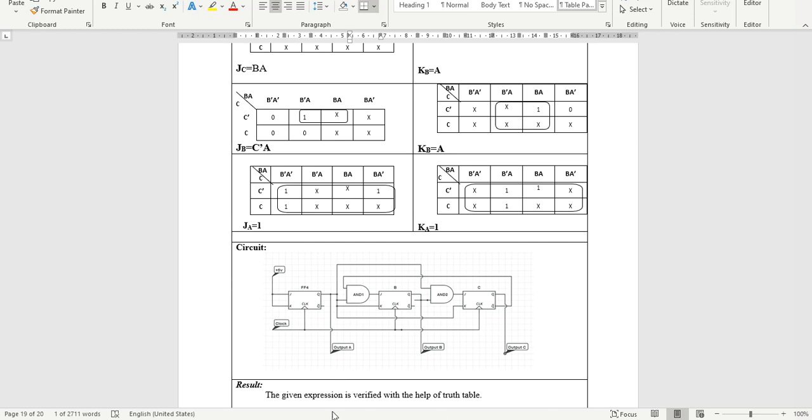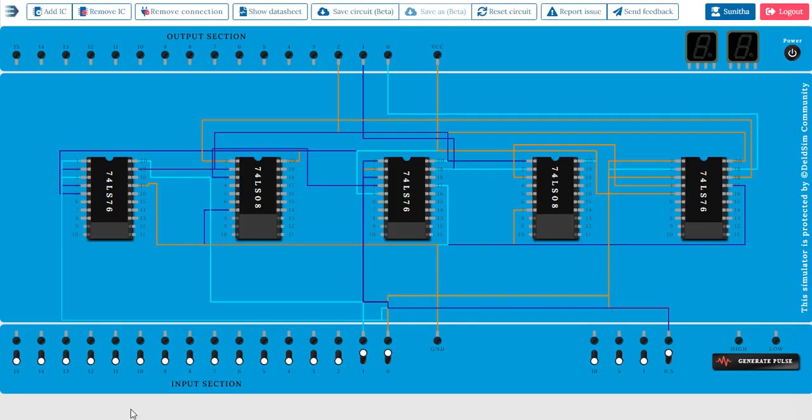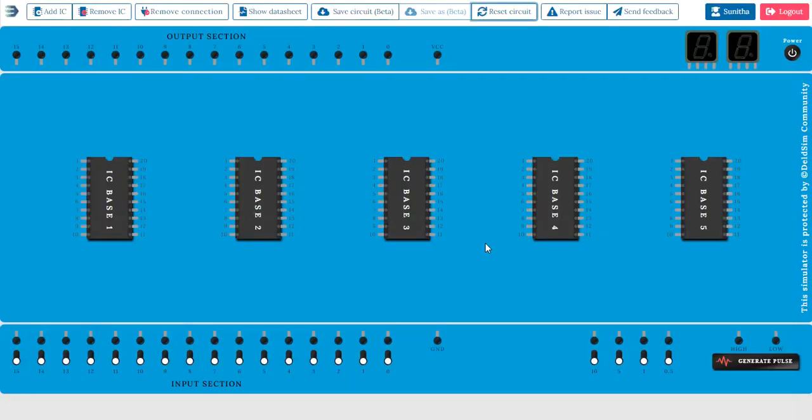So this is the circuit diagram. According to this circuit diagram, you have to make the connectivity. So we will switch to the Deltsim simulator. Now we can see the Deltsim simulator environment. First we should reset the entire circuit, and the ICs required are JK, that is 7476, and another IC is your AND gate. The number here is 7408. So you need 3 JK flip-flops and 1 AND gate.